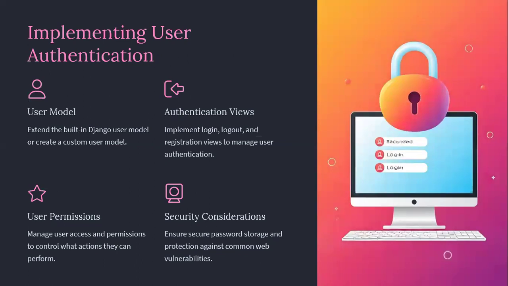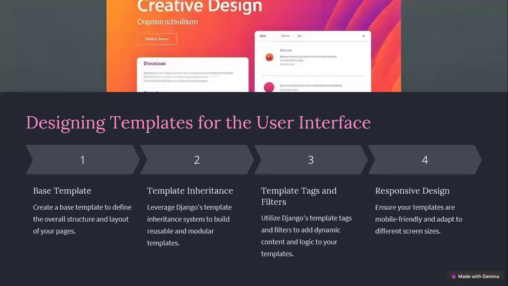So next thing we are going to look at is implementation of user authentication. So we have extend the user model. So what is user model? Extend the built-in Django user model or create a custom user model. Then authentication is for when a user wants to authenticate during the process. We also see the user permission. The user permission is usually under admin, and then security consideration. So ensure secure password storage and protection against common web vulnerability. We are going to be looking at all of that.